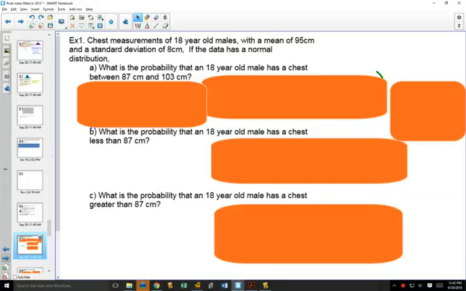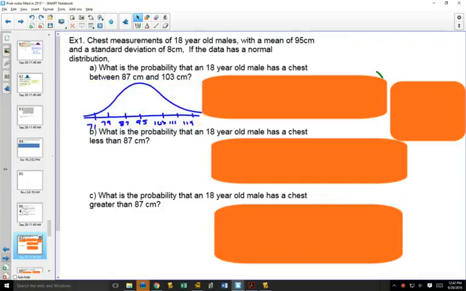So here we have data that's been taken, and an average and a standard deviation have been found. 18-year-old males have a mean of 95 centimeters and a standard deviation of 8 centimeters for chest measurements. The first thing we can do is draw a normal curve, put our mean in the middle, and count 3 standard deviations above, going by 8s: 95, 103, 111, 119. And 3 standard deviations below, down to 87, 79, 71.